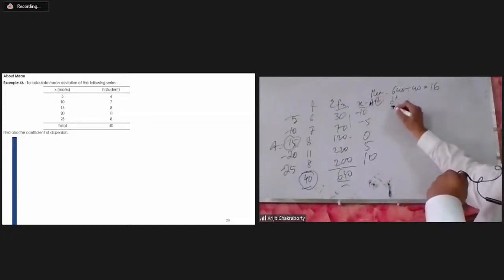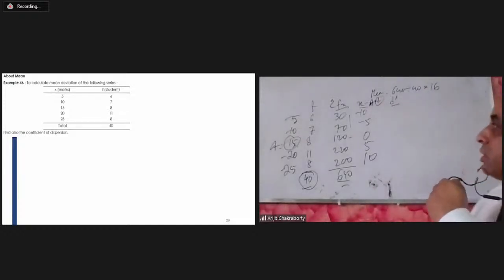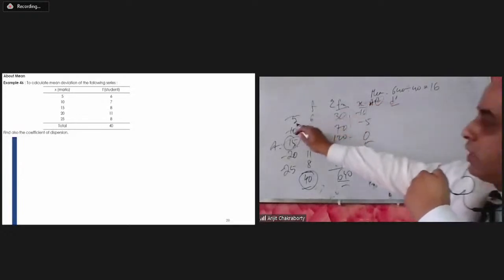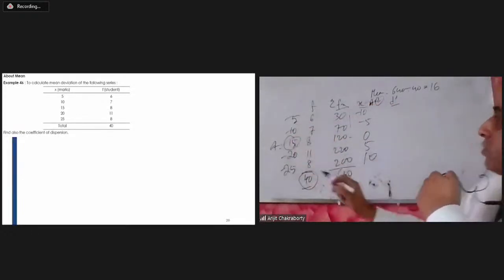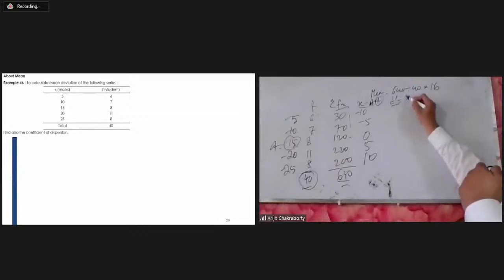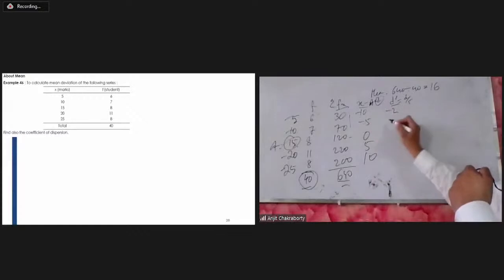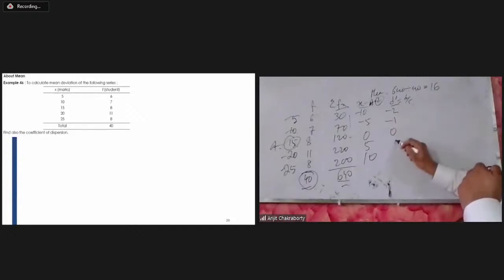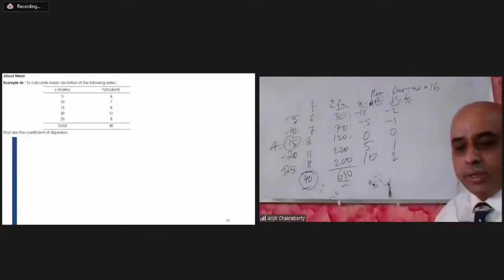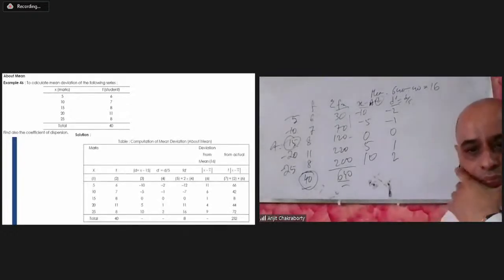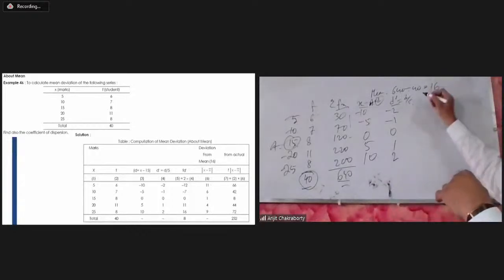Now we will find d dash. D dash is the deviation divided by the class width. 5 to 10, 10 to 15, so the class is 5. So d dash is equal to d by 5. Minus 10 by 5 is minus 2. Minus 5 by 5 is minus 1. 0 remains 0. 5 by 5 is 1. 10 by 5 is 2. So we have got d dash.